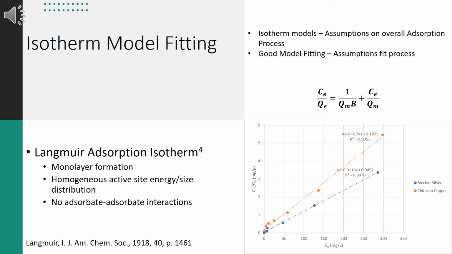So the first model that we fitted was the Langmuir model. That states that only a monolayer of our adsorbate forms on the adsorbent. Each of the active sites has essentially the same energy and size distribution, and there are no interactions between adsorbed molecules. And you can see from our straight lines that we have a very, very good R-squared value, which states that the assumptions made by Langmuir in this model fit very, very well to this process.